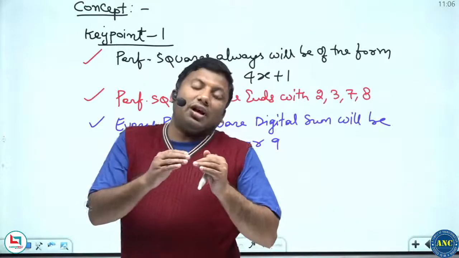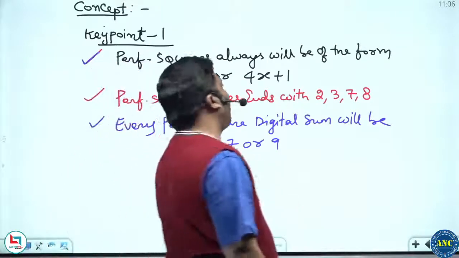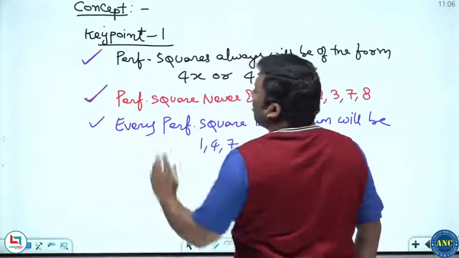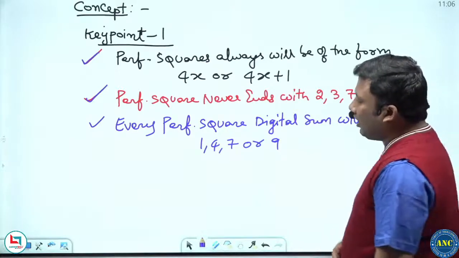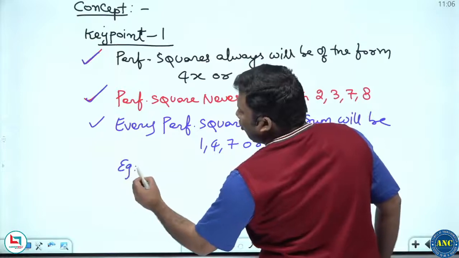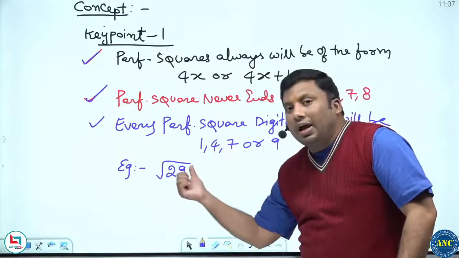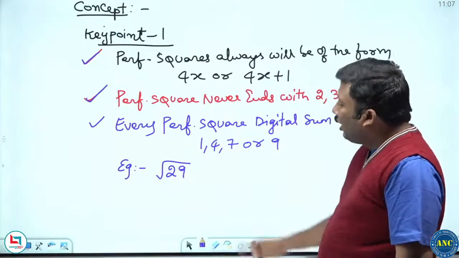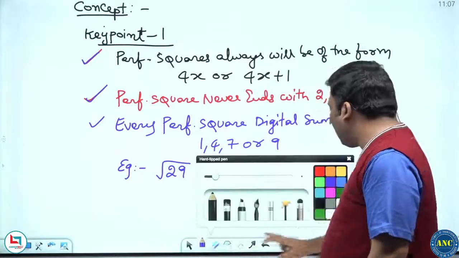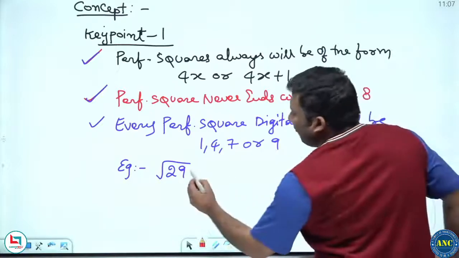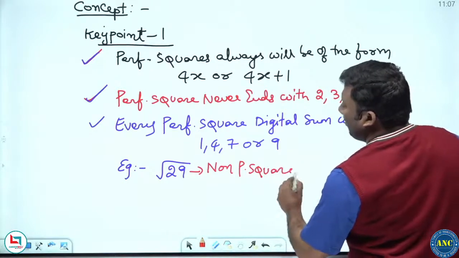To check whether a number is a perfect square or not, first check whether it is of the form 4k or 4k plus 1. A perfect square never ends with 2, 3, 7 or 8. Every perfect square digital sum will be 1, 4, 7 or 9. For example, root of 29. 9 plus 2, 11. 11 is 1 plus 1, 2. Every perfect square digital sum should be 1, 4, 7 or 9. So it is a non-perfect square.